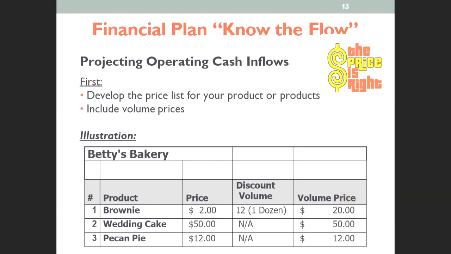So, when you want to develop a price list for a product, in this case we have an illustration of Betty's Bakery, which has basically 3 products. They determine that their price will be $2 for the brownie. They will provide a discount if you buy 12, or a dozen. The volume price, which is the discounted price, would be $20. They also have 2 other products: the wedding cake, which they'll sell for $50, and the pecan pie, which they'll sell for $12.